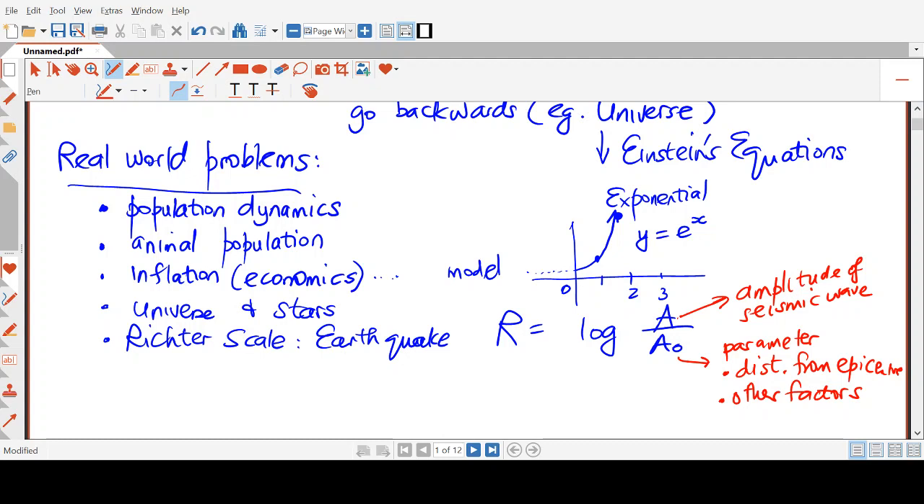It'll give you a number which is between 0 and 10. You don't hear of a Richter scale earthquake of 37. You can only go up to 10. So like a log of 100 is 2.